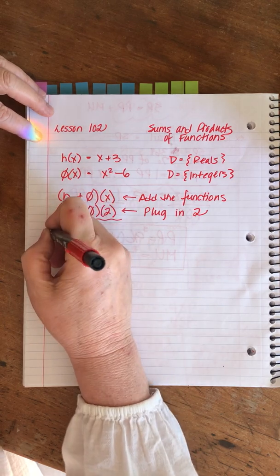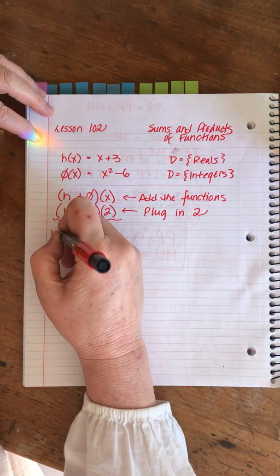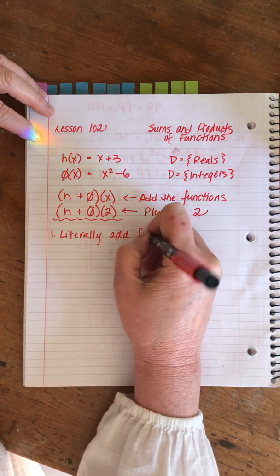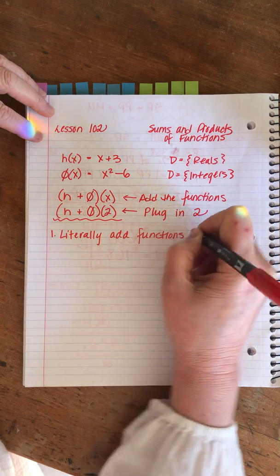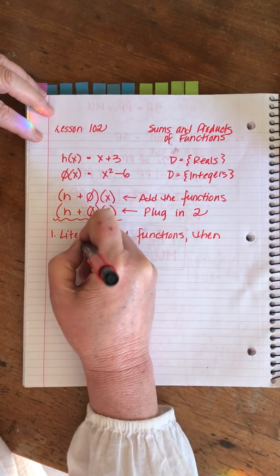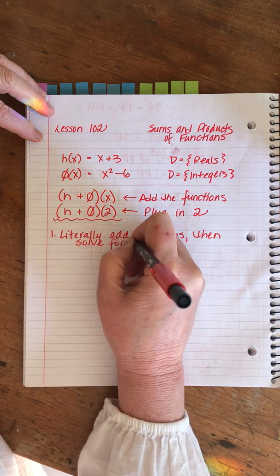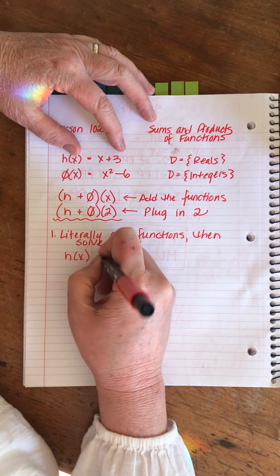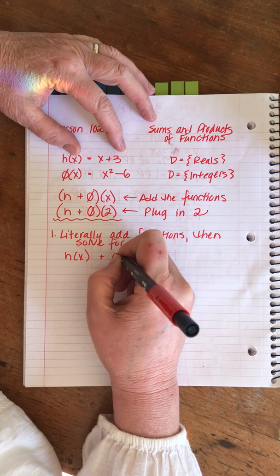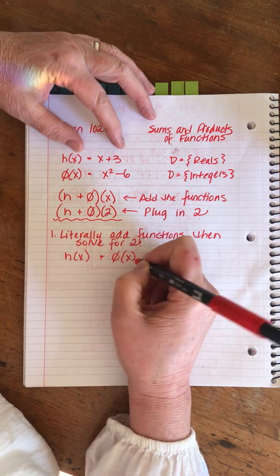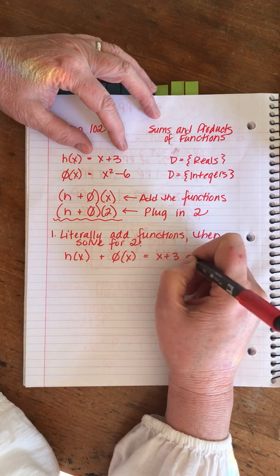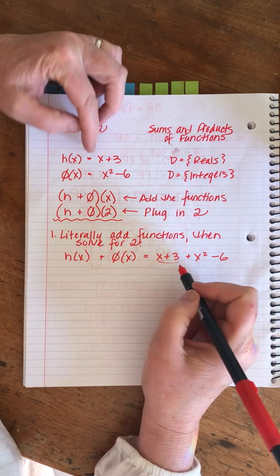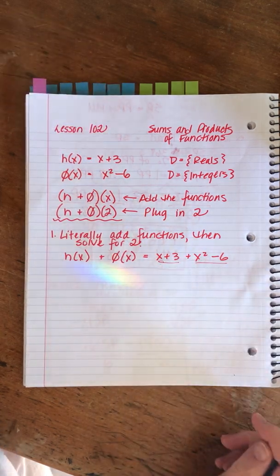The first way to do it is to literally add the functions, then solve for 2. Okay, so what we would do is we would say the h of x plus the chi of x would equal x plus 3 plus x squared minus 6. Look, x plus 3 plus x squared minus 6. We literally just add them together.